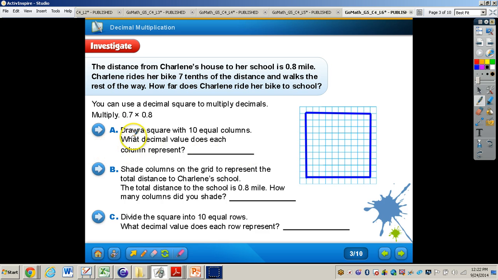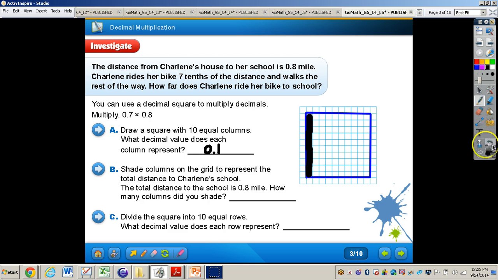Okay, now what decimal value does each column represent? So what decimal value does this column represent? And that would actually be 1/10. Okay, is what that would represent. Let me just erase that. Okay, now letter B, after we've drawn this, shade columns on the grid to represent the total distance to Charlene's school. The total distance to the school is 8/10 of a mile. Okay, so since this is 8/10 of a mile, what we will do, we'll just color in 8 of these.